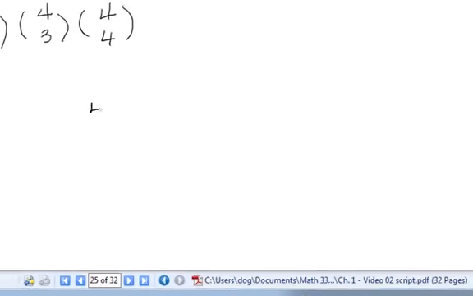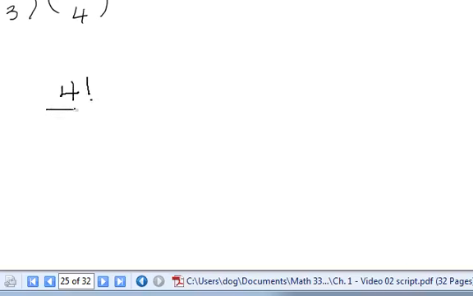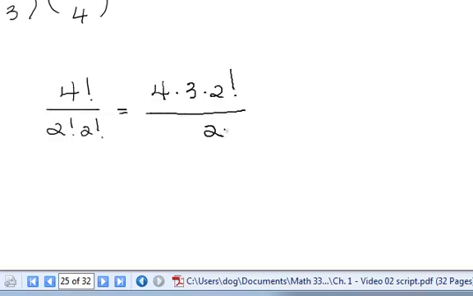This will be 4 factorial over 2 factorial, 2 factorial. So that's going to be 4 times 3 times 2 factorial. And that cancels, leaving me with that. And that goes into that 2 times. And there's my 6. That's exactly right. So these things are accurate. It works right out.